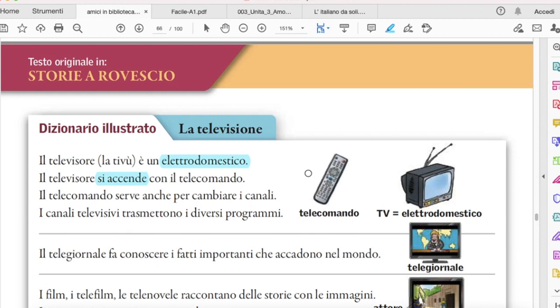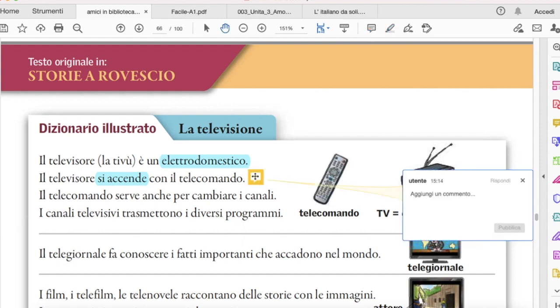The only reason why here it's reflexive, guys, is because the subject of this sentence is televisore. So, in other words, when we ascribe a performance to something that is an object, then the verb tends to be reflexive. Il televisore si accende con il telecomando. If you guys want another example, accendere of course is to turn on, right? So if you guys want another example, we'll have something like la sedia si rompe, right?